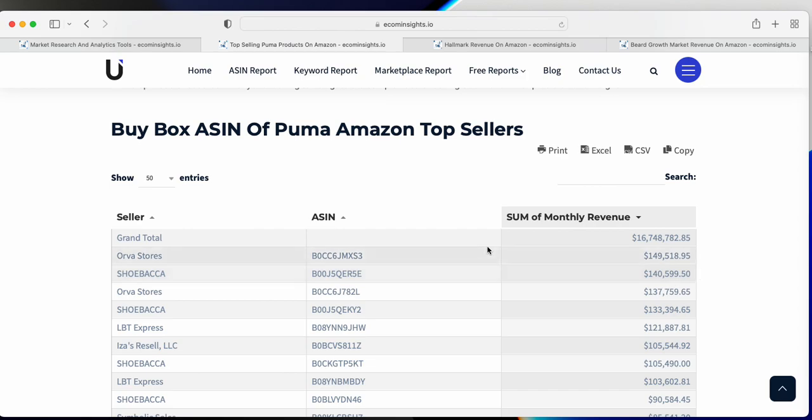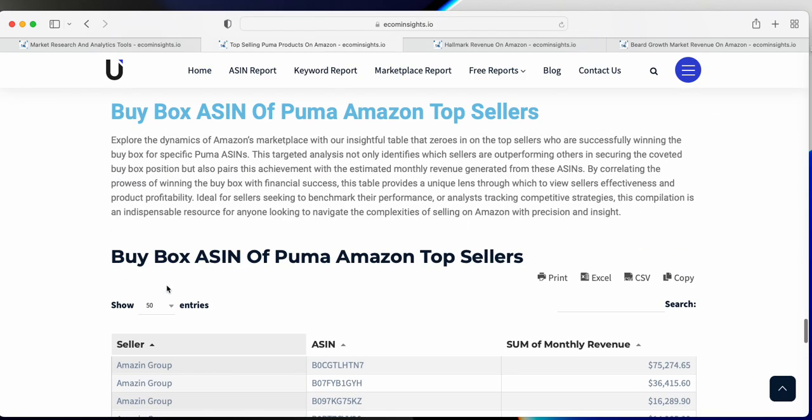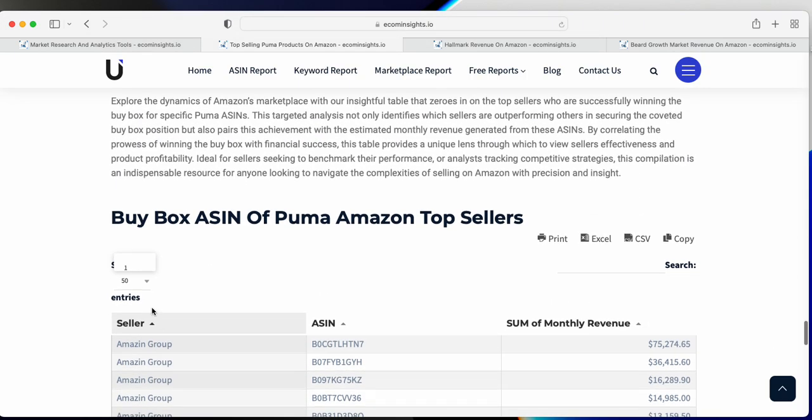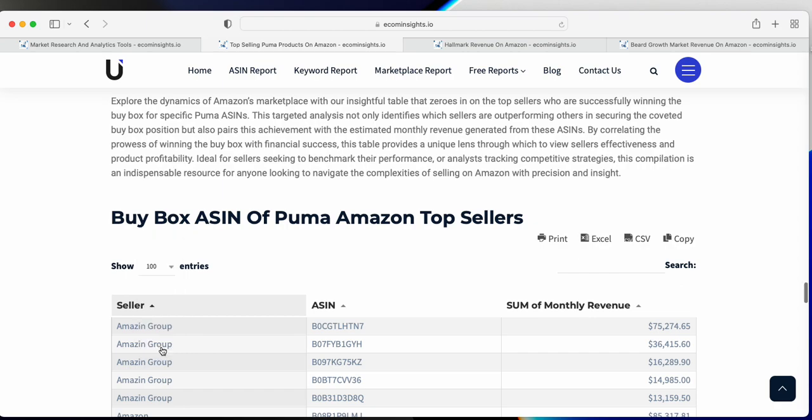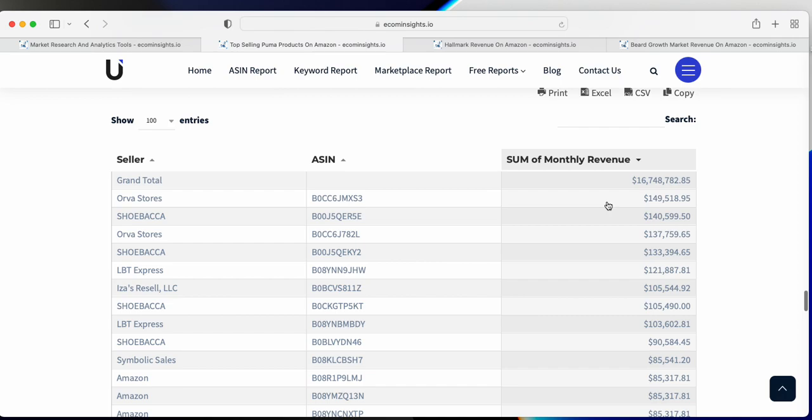And you can see the top ASIN right here does 150,000 per month in revenue. The buy box for this ASIN is Orva Stores. This next one, this ASIN, 140,000. Buy box, Chewbacca. So you can also filter by seller. And if you really want to, we're currently at 50. You can go to 100. So you can see the results of 100 of them.